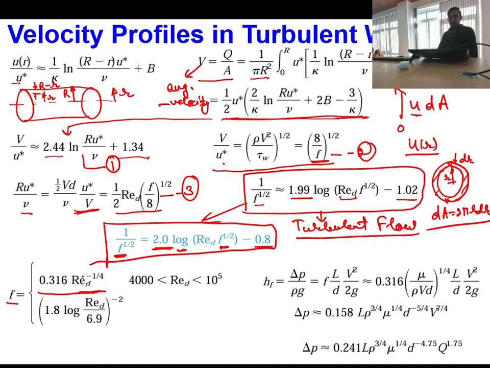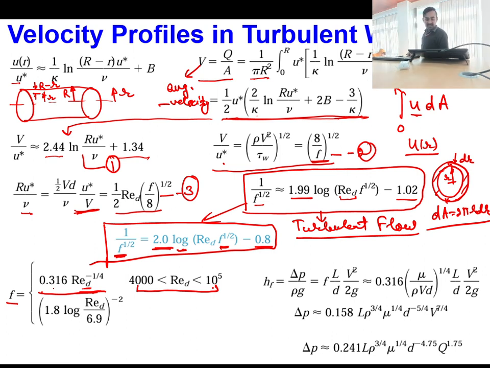Okay, so Blasius' experimental data shows that the friction factor for fully turbulent flow inside a circular pipe can be taken as 0.316 times the Reynolds number, calculated based on the diameter of the pipe, to the power minus 1 by 4. But this is only valid in the range of Reynolds number 4000 to 10 to the power 5. So the equation Blasius has given is not applicable for the entire range of turbulent flow, but only for a specific range of Reynolds number.